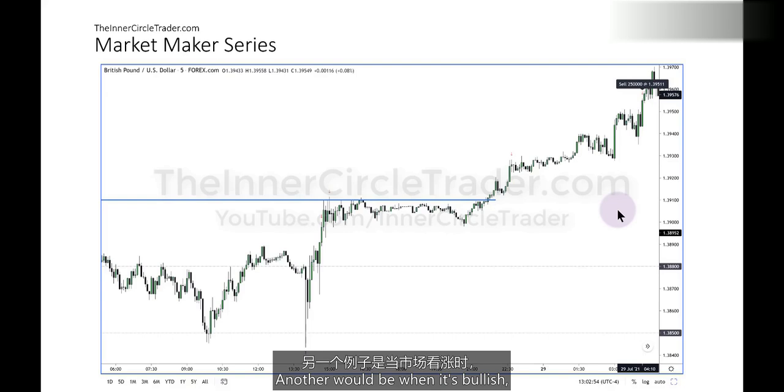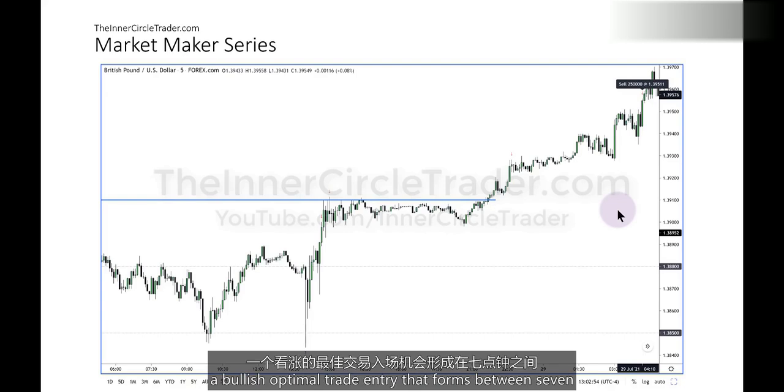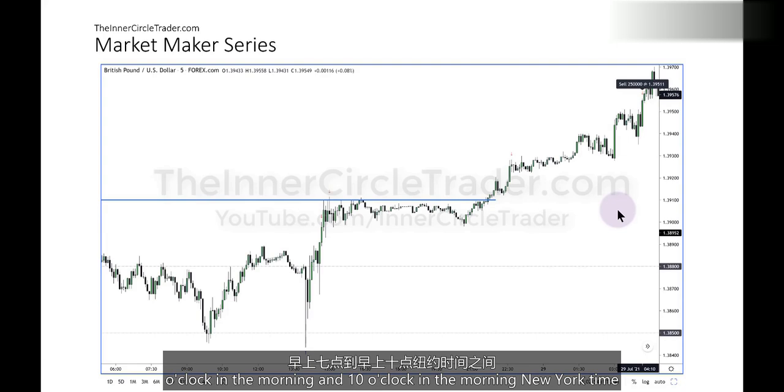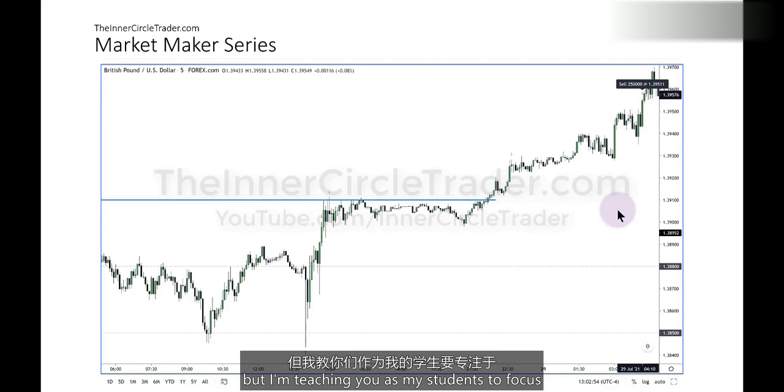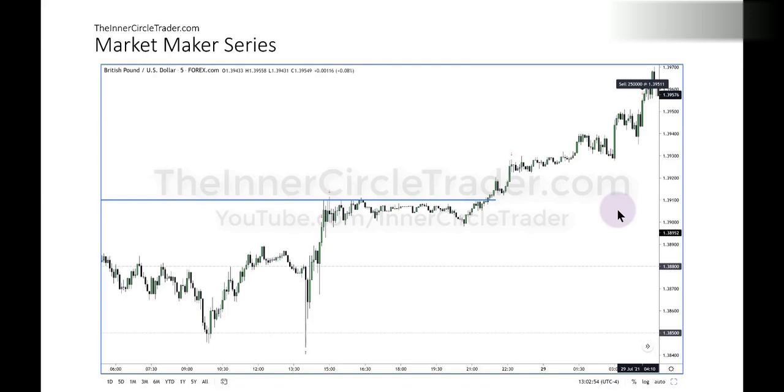Another would be a bullish optimal trade entry that forms between 7 o'clock in the morning and 10 o'clock in the morning New York time and runs to 10:30 in the morning. That repeats a lot, several times a week. But I'm teaching you as my students to focus on the highest probable day of the week in the most probable direction, bullish or bearish, the time of those specific days, and what those patterns of entry look like.